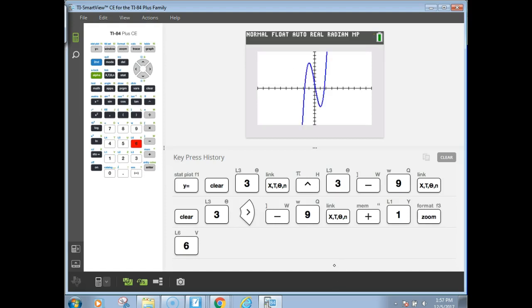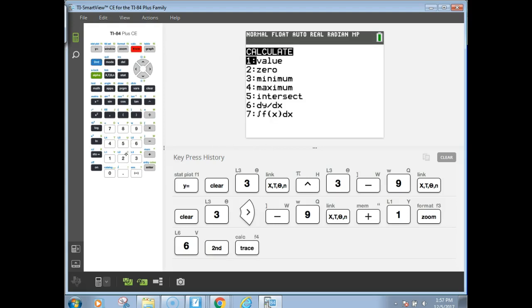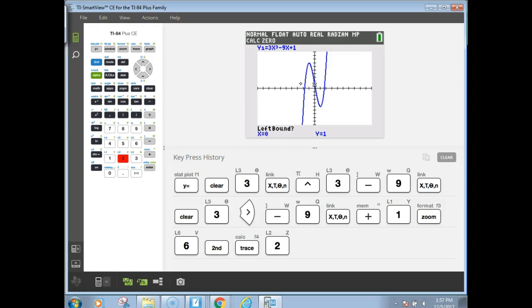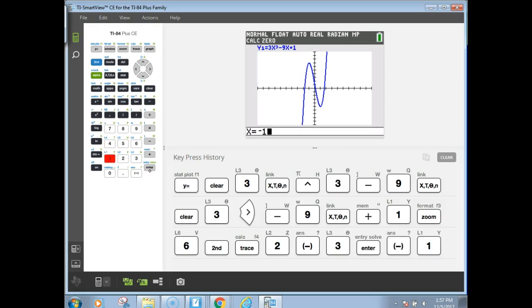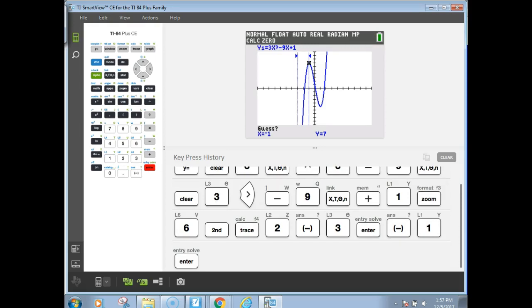Okay, and there's the graph. So I'd like to find the x-intercepts, of which there are 3. So I'm going to calculate all those. So second, trace, choice 2, zeros. The first one is between -3 and -1. Tell it to guess by hitting enter a third time after you do your left and right boundaries, and you get the zero, -1.790.